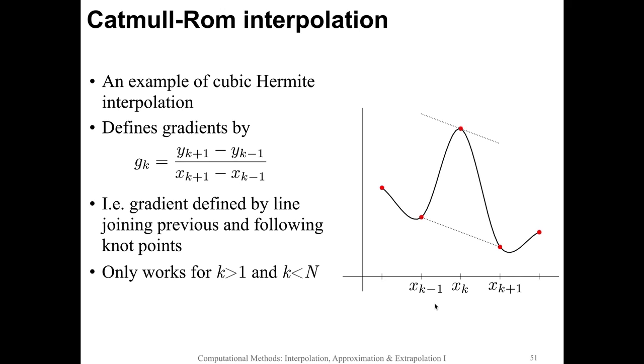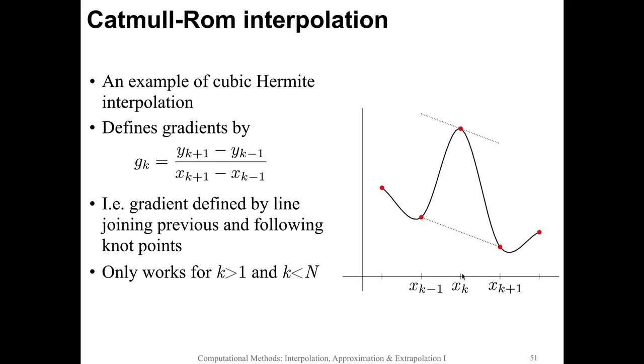So you look at xk minus 1, and you look at yk minus 1, and you see what their measured y values are. So what's the height of each point on either side of our knot point. And so the gradient at xk, the gradient of the line going through xk, is going to be the same as the gradient of the line that joins the previous and following knot points. So that's just here the difference between yk plus 1 and yk minus 1 divided by the difference between xk plus 1 and xk minus 1.